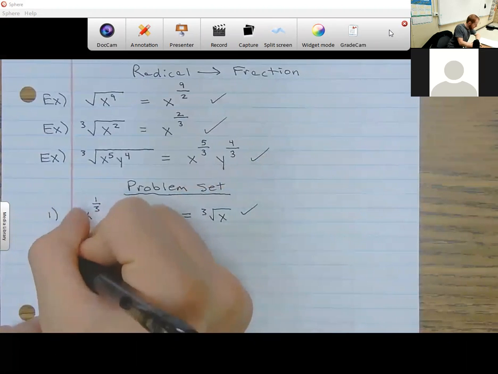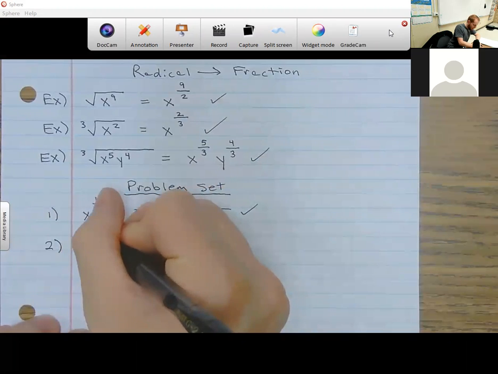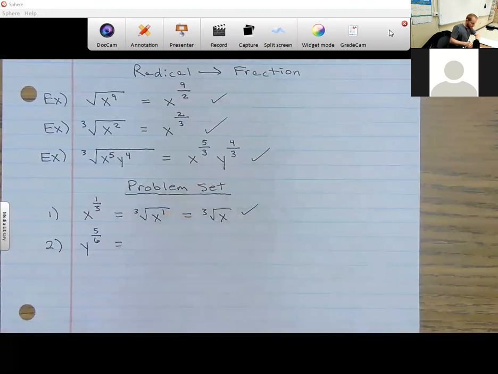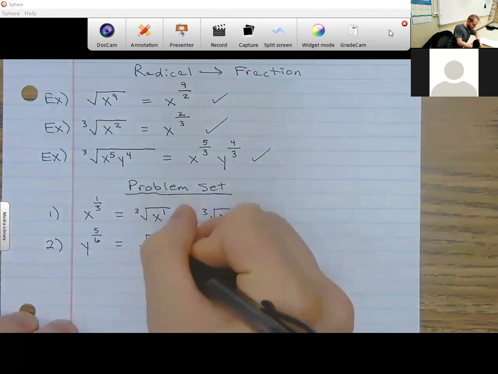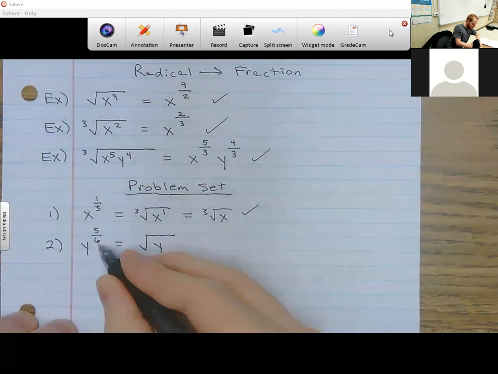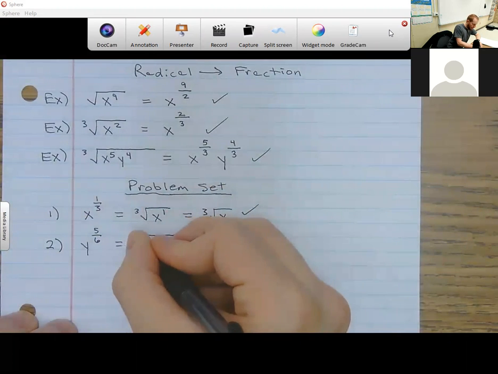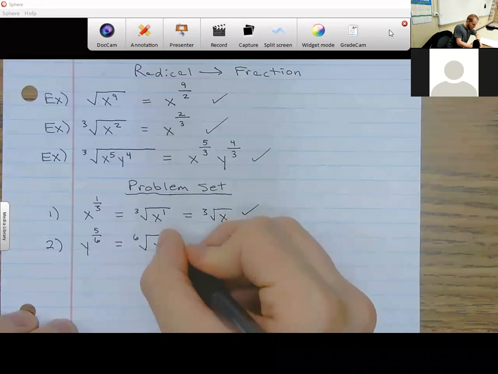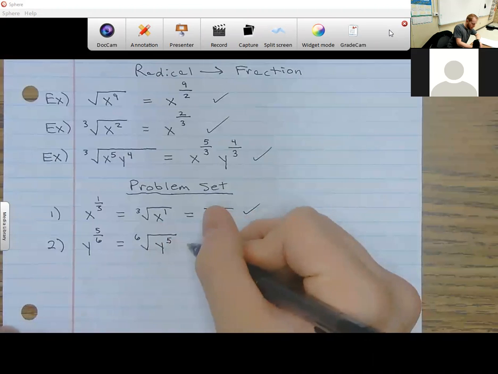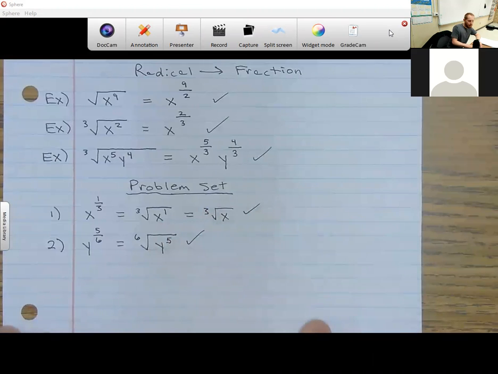Number 2, y to the 5/6. Okay, for this one, I have a variable y, so the y is going to go on the inside of the radical. The 6 is in the denominator, so that's going to go on the outside, and the top of the fraction is going to go on the inside. So this is the 6th root of y to the 5th power.